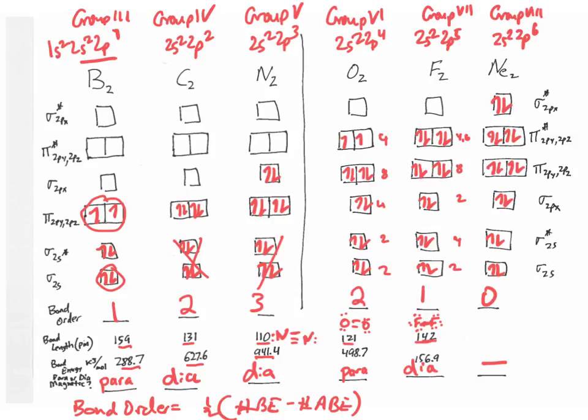And the shorter the bond, the higher the bond energy. The longer the bond, the lower the bond energy, the easier it is to break. And so that's our discussion about molecular orbital theory for the second period for the P block.